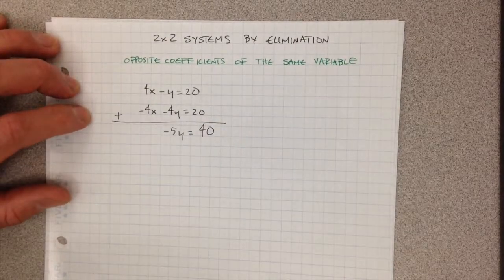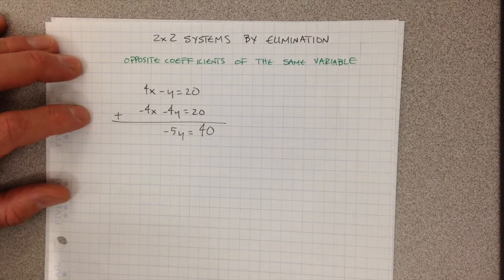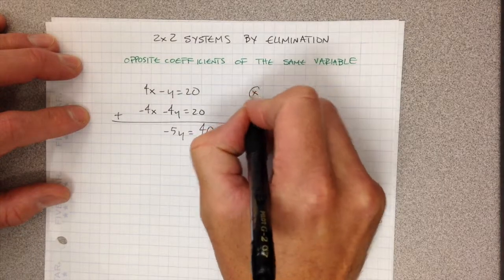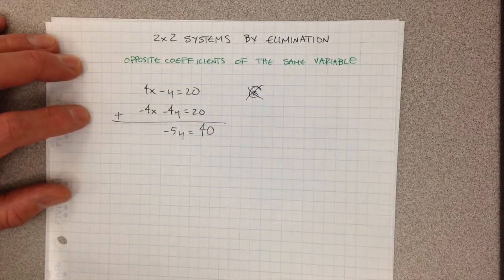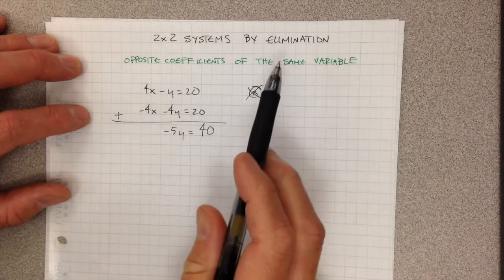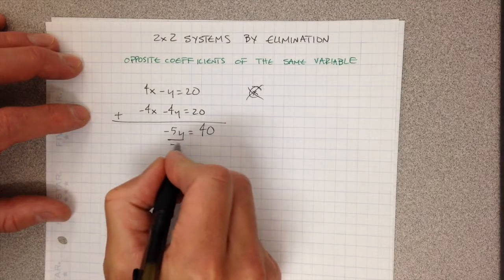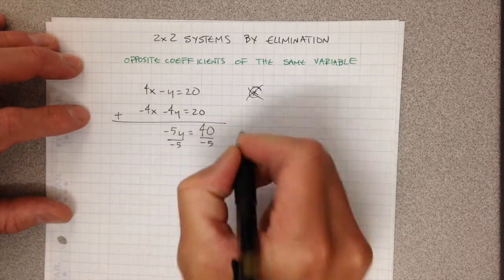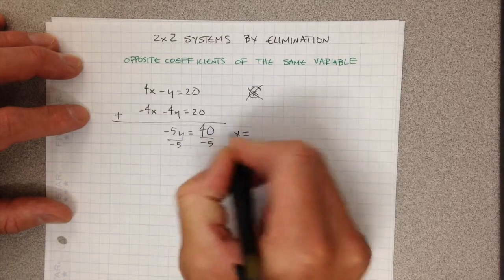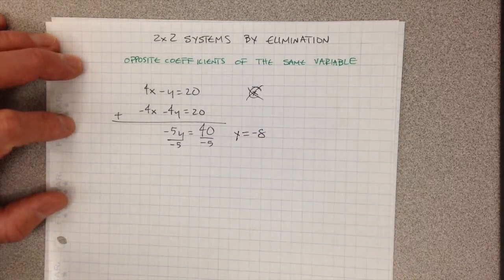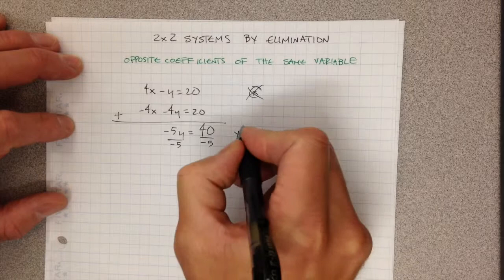This is my new equation, and we have done it correctly. We can tell because we no longer have an x. One of our variables is gone. We have eliminated it. Now we can solve this. Divide both sides by -5. Y equals -8.